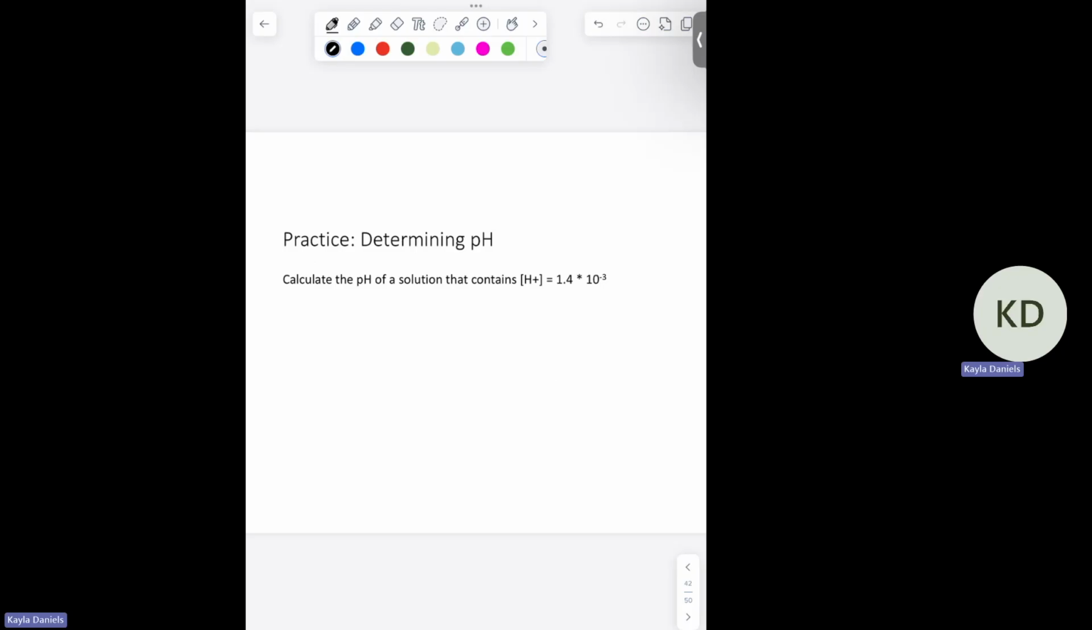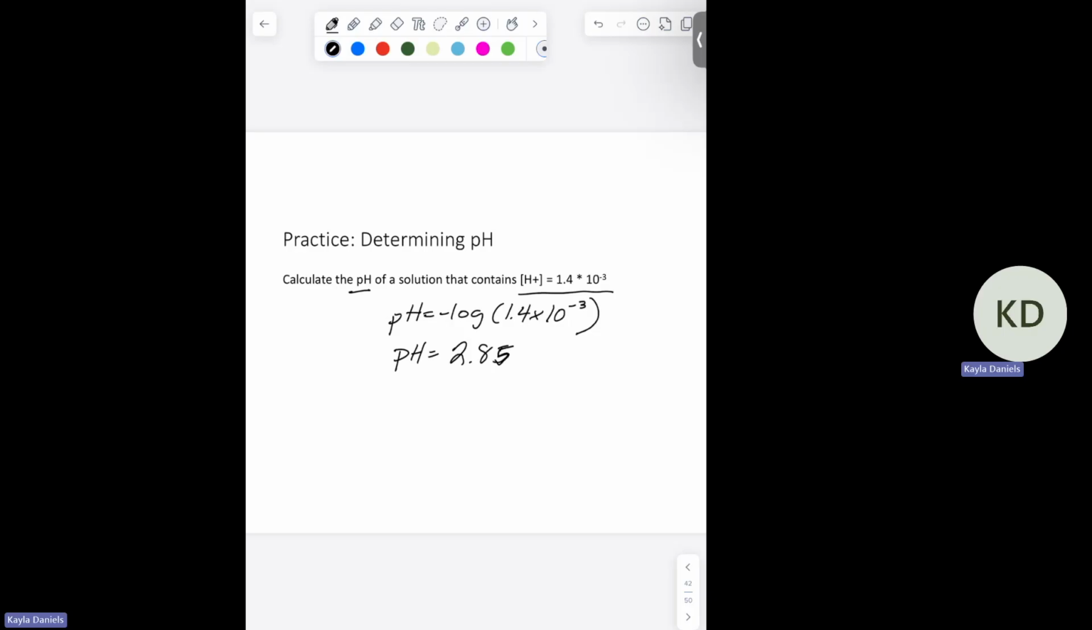All right, so here's a little practice problem. We want to calculate the pH of a solution that contains this amount of H plus. Okay, so our formula, pH equals the negative log of 1.4 times 10 to the negative 3. Once you type this into your calculator, again, in my next part, I'll do this on a calculator. Here, I'm just going to give you the answer and hopefully you can check it. So the answer is 2.85.